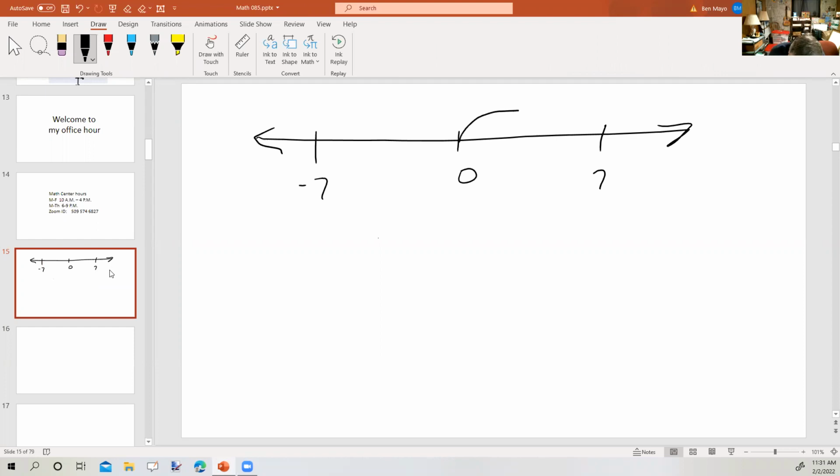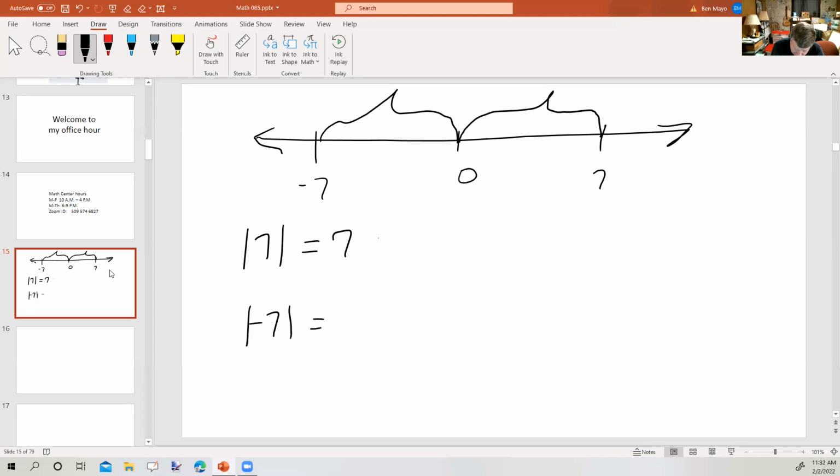So for instance, the distance from 7 to 0 is 7. So we say the absolute value of 7 is 7. The distance from -7 to 0 is also 7, or the absolute value of -7 is 7. Distance is always positive with one exception, and that is the absolute value of 0 is 0. An absolute value of any non-zero number is going to be a positive number. Okay? Any questions about that?